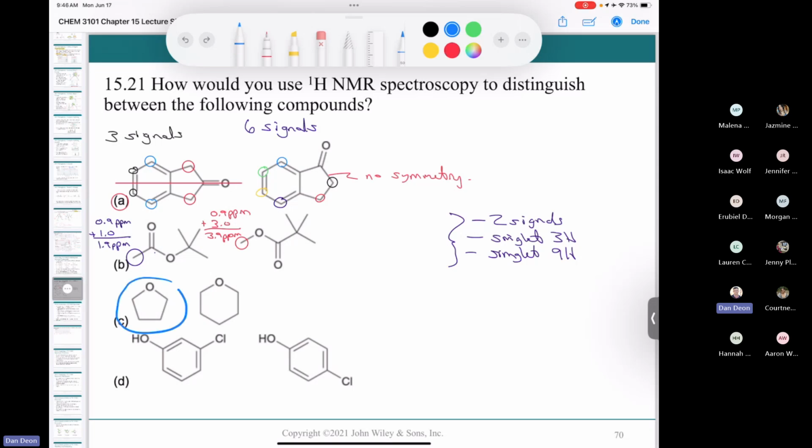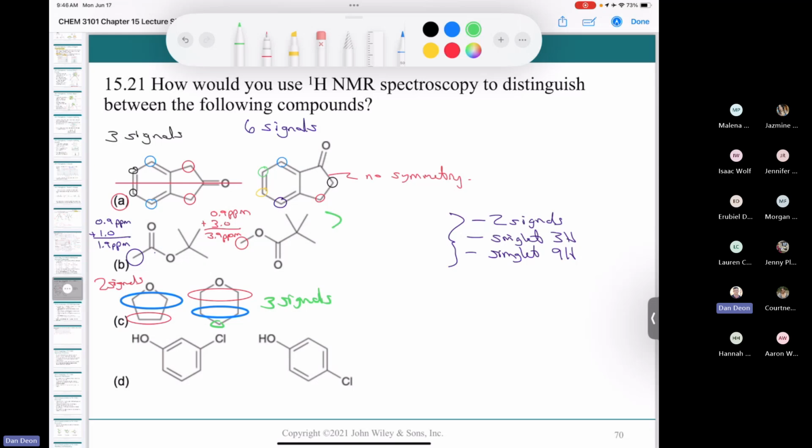For this compound here, the compound in the blue circle, how many signals would you see? Exactly, you see 2 signals. So for this one here, you see these ones, and then you'd see these ones. So 2 signals. Whereas for this compound here, you're going to see 1, 2, and then you've got this one down here at the bottom. So you've got a total of 3 signals for that one.